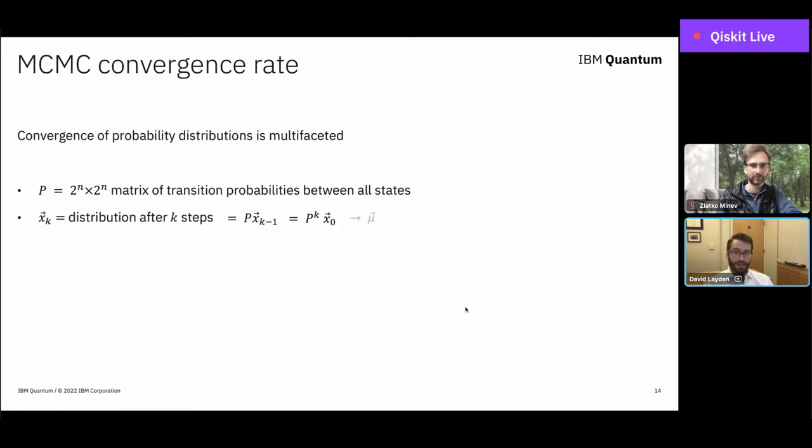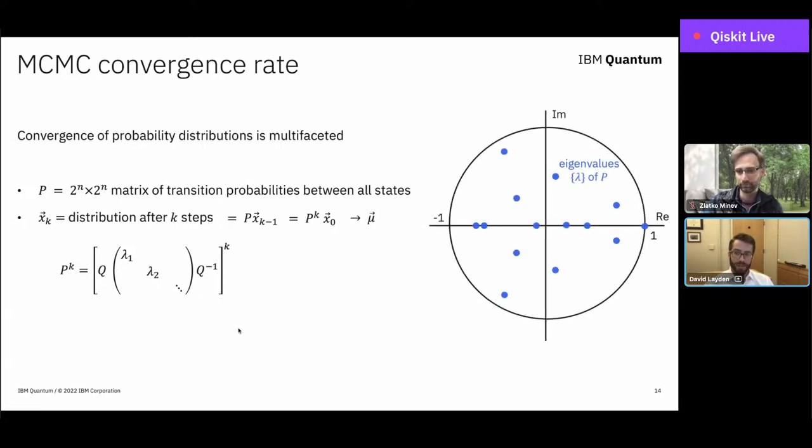And so this means that you'll ultimately converge to the Boltzmann distribution, but the way in which you converge is fully described by this matrix P^k. So for simplicity, I'm going to assume that P is diagonalizable, but our conclusion here will hold regardless. So if I can diagonalize P, it means I can write it in this form here for some matrix Q and some eigenvalues lambda. And you can picture these eigenvalues on the complex plane here as blue dots, where one of them, as it turns out, will always be equal to one, and the other ones will always be strictly inside the unit circle.